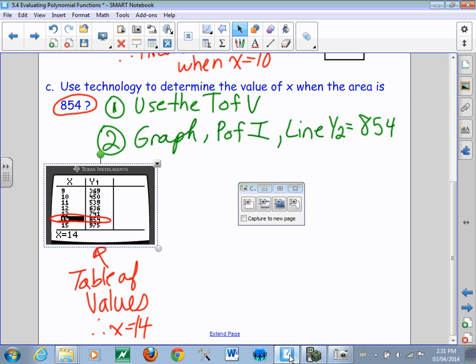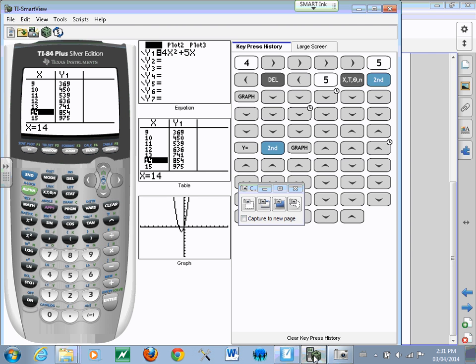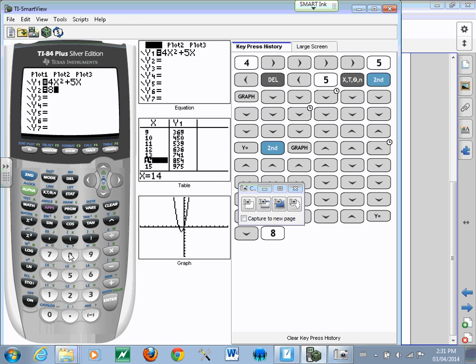Now we're going to do a point of intersection. So if I go back to my graphing calculator, I go to my graph. So I go to y equals, I keep my first equation in. I'm going to put my second one in, and I'm going to put the value of the area in. So it'll be a straight line.